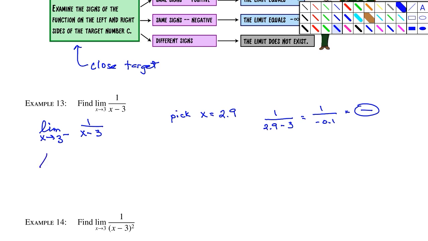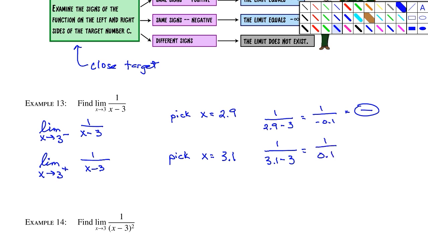Now let's look at the right side. The limit as x goes to 3 on the right side of 1 over x minus 3. So to test this, we're going to pick a number that is slightly greater than 3. So I'm going to pick x is equal to 3.1. So this is going to be 1 over 3.1 minus 3, which is 1 over 0.1. That's a positive number divided by another positive number, which is positive.